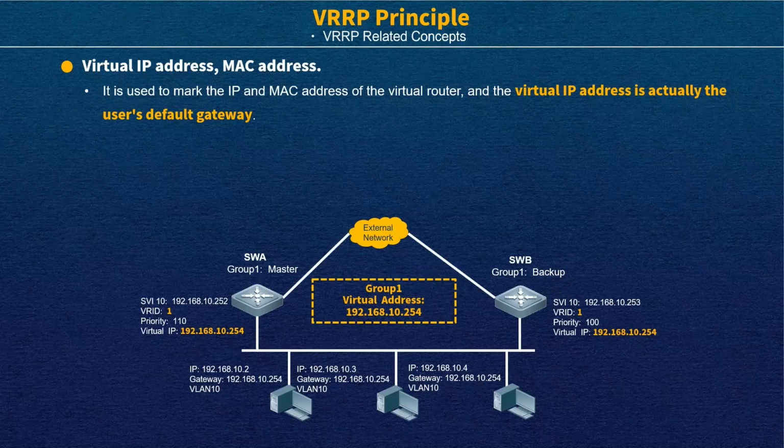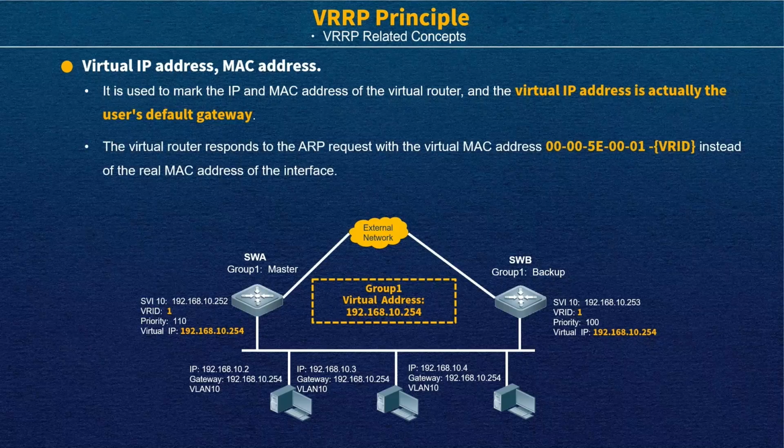The virtual IP address is very easy to understand, it will become the gateway. And how about the virtual MAC address? By default, if we create the VRRP group, we will use the virtual MAC address. This MAC address is special because the first bits are the same, 00-00-5E-00-01, and then the virtual ID. If the virtual group ID is 1, the last byte of the MAC address will be 01, instead of the real MAC address of the interface.